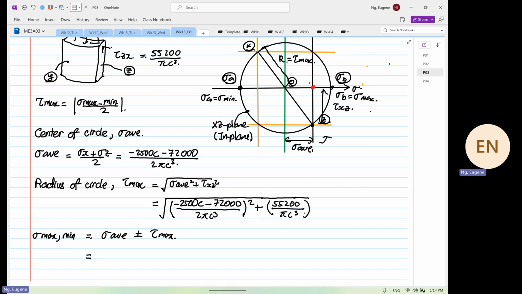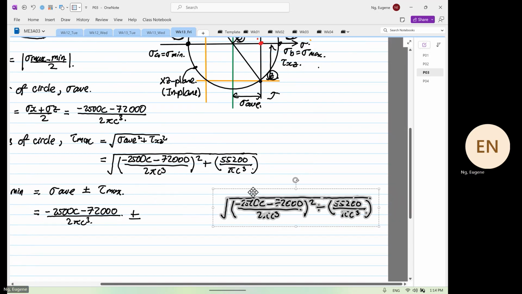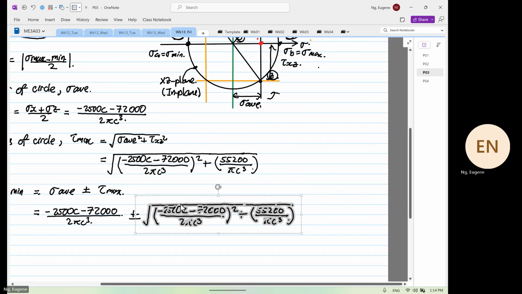So stress average is equal to minus 2500 C minus 72,123 divided by 2 pi C cube, right? Plus or minus. I'm glad that I'm writing on a tablet. Just put the whole thing down here.